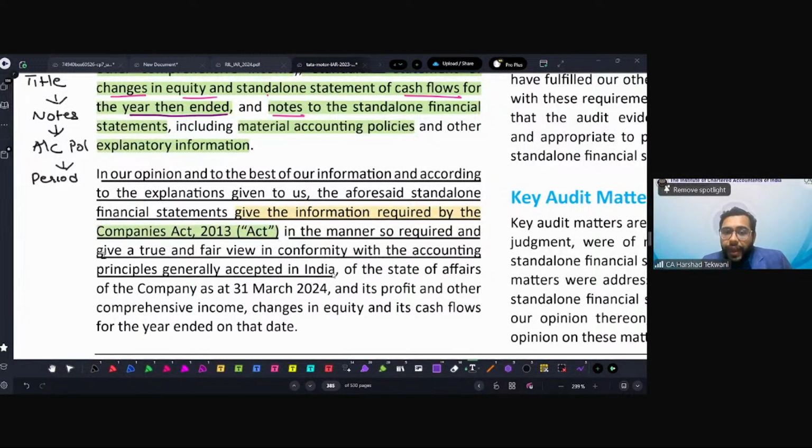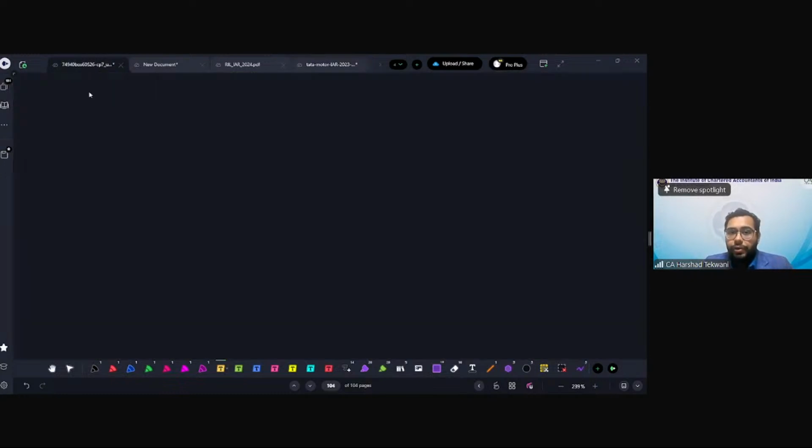So here we are using both, because at the one end, we have to talk about the Companies Act and its compliance. Basically, it's a compliance framework. And on the other hand, we have to talk about fair presentation framework. So we also mentioned that it gives a true and fair view in conformity with the accounting principles generally accepted in India. So that is the opinion we are giving over here.